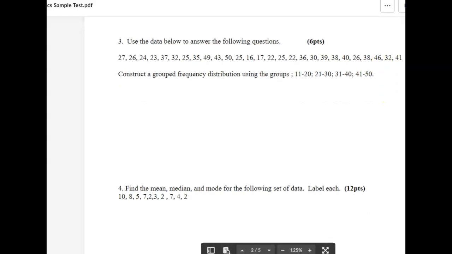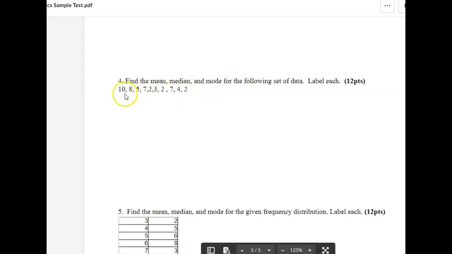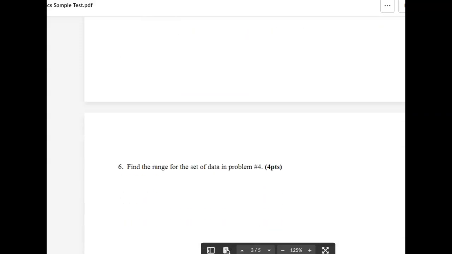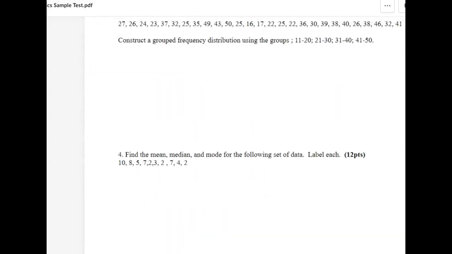Okay. We're then given a small set of data and asked to find the mean, median, mode, and on your test it will also be mid-range for that set of data. Okay. Then the same thing, mean, median, and mode from a group frequency distribution. Remember, the first column is your data value. The second column is the number that you have, the frequency for those data values. Okay. You're then asked to do the range for problem number 4.